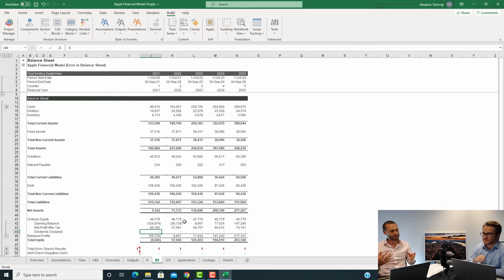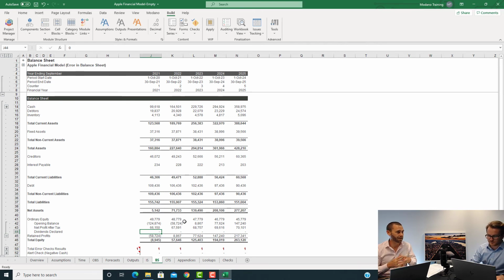In this case, there are so many ways you can model dividends. We're just going to keep it simple, and we're going to assume that you wouldn't pay a dividend if net profit after tax is negative, but if it's positive, we're going to assume you'd pay 90% out. So the formula we're going to put into row 44.